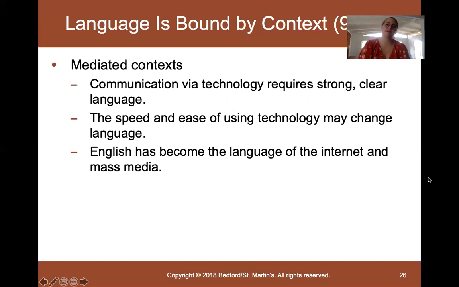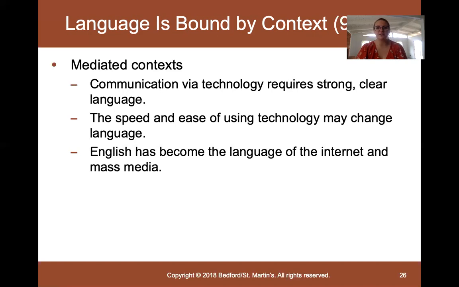Mediated context. Communication via technology requires strong and clear language. The speed and ease of using technology may change language, and it actually often has, like LOL, LMFAO, all the different things that we use to communicate. It really changed the way that we talk about things. And we've created really a sub-language, another language within the context of mediated communication that allows us to speak in ways that we've never really been able to before.